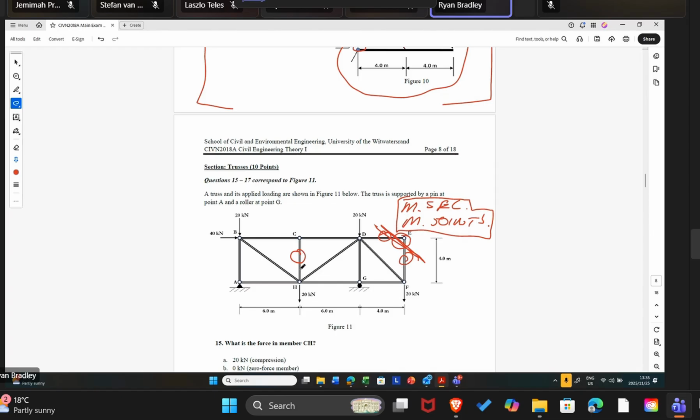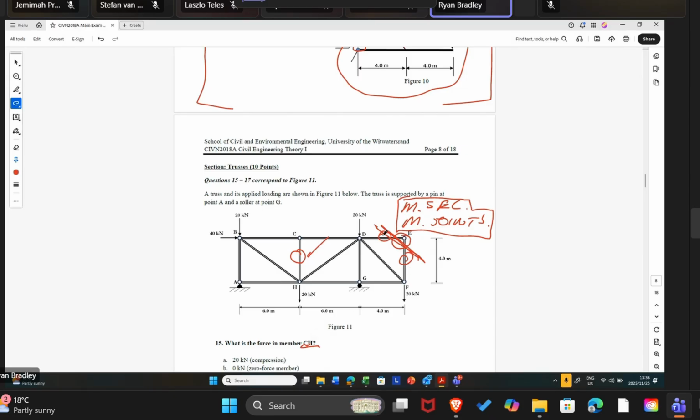This one here is providing bracing, right, to our structure. But in essence, it's a zero force member. All right, so if I asked in any of these questions, what is CH? CH is a zero force member. What is the force in EF?